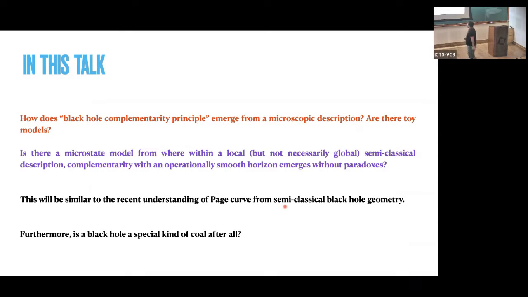There is some debate recently about whether this has actually been achieved or not, or whether the Page curve is what has been calculated. But the main point is that the semi-classical black hole geometry seems to know, in certain contexts, about the Renyi entropy of Hawking radiation and how much information it contains. So similarly, we can get something like black hole complementarity with a semi-classical approximation, but it need not be a very global one. It could be local in some patch, and that's the basic idea.